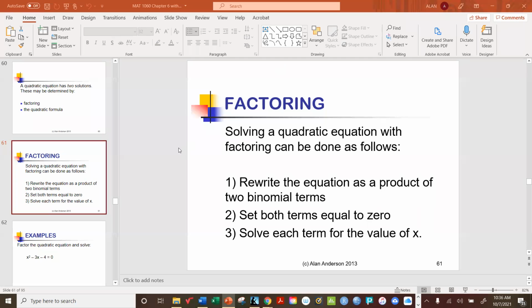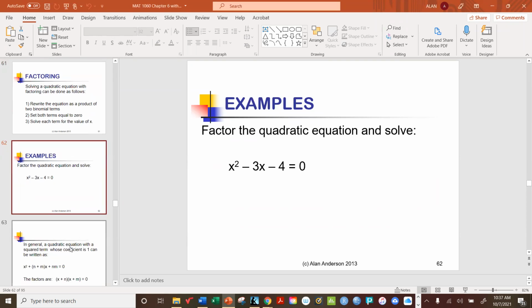So anyway, solving a quadratic equation with factoring can be done in the following way. Now, it sounds a lot more complicated than it really is. Describing this in English is a little bit awkward because it's very difficult to describe what we're doing. So what we're going to do is start with a quadratic equation like this one. What we're trying to do is decompose it into a product of two binomial expressions.